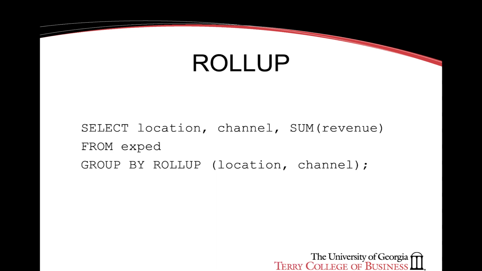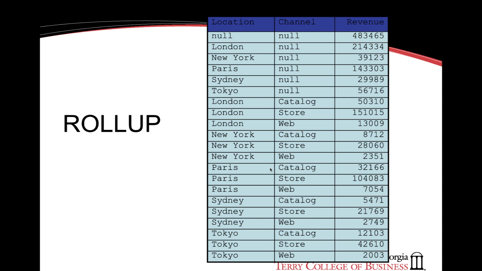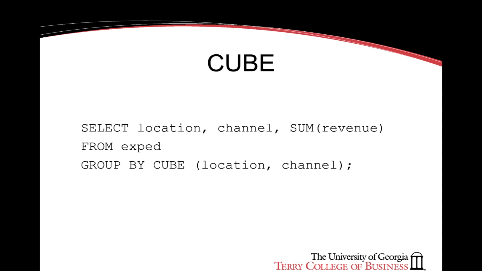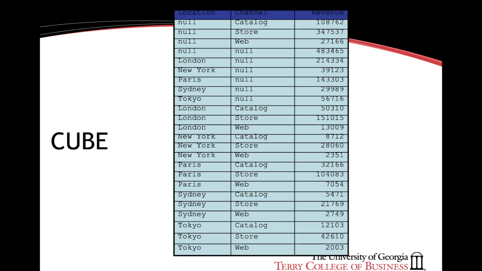When one wants to use rollup, in this case again, based on location, channel, and summing up the revenue, one gets location-based revenue, one gets total revenue, and then one can get location and channel-based revenue. The cube clause allows us to analyze the revenue based on again location and channel in a slightly different way. When one uses the cube clause, one can get channel-based revenue, total revenue, location-based revenue, and subsequently location and channel combinations.